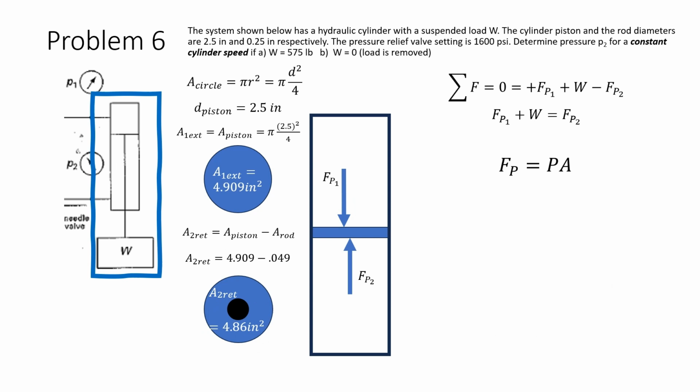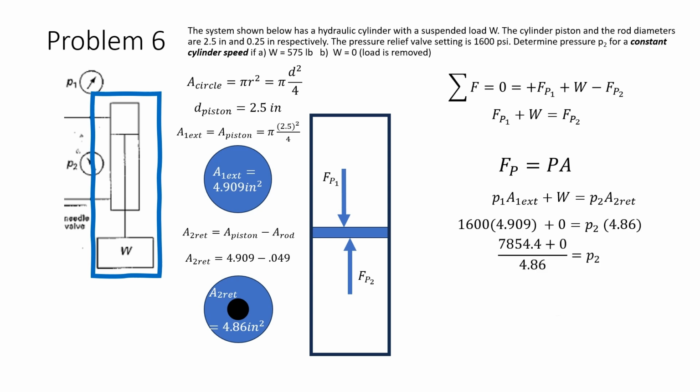For part B, if the load is removed, we don't have to redo all that work. We already have this equation in this state. Let's just substitute the value for W, change it from 575 to 0, go about solving our problem, and we'll end up with 1616 psi.